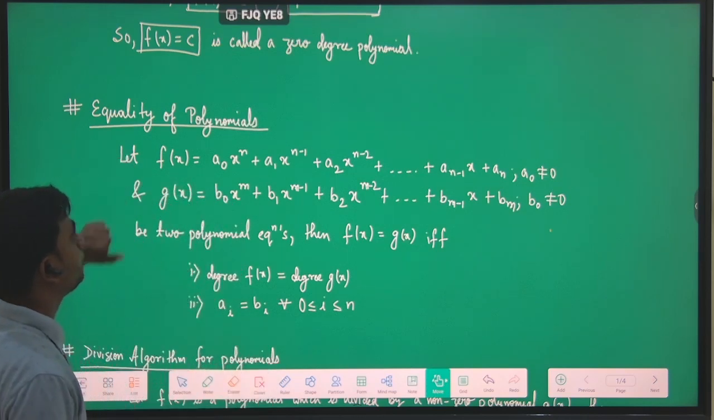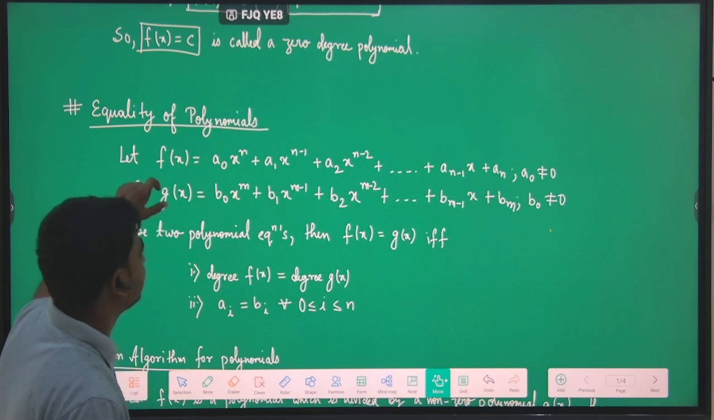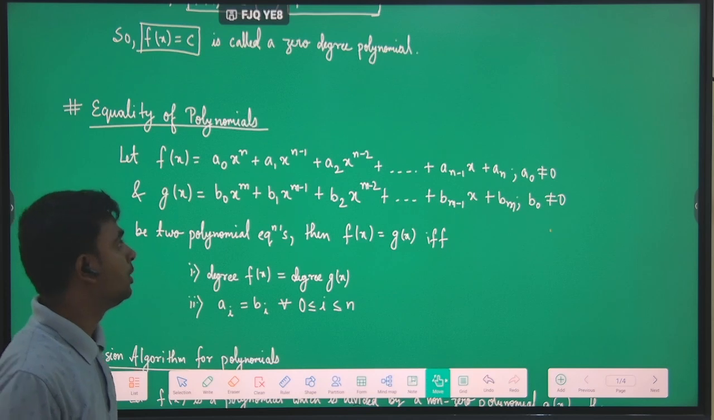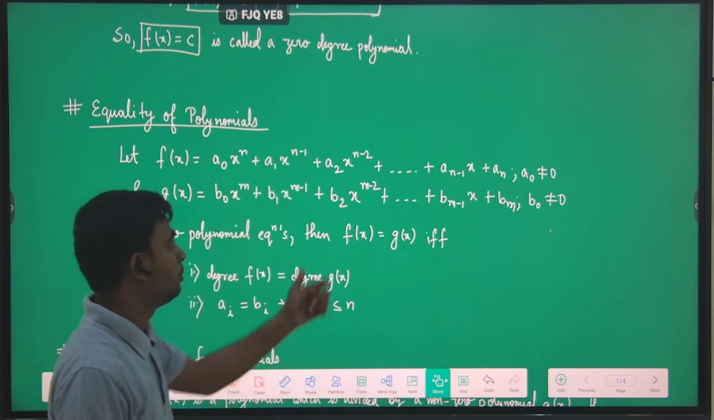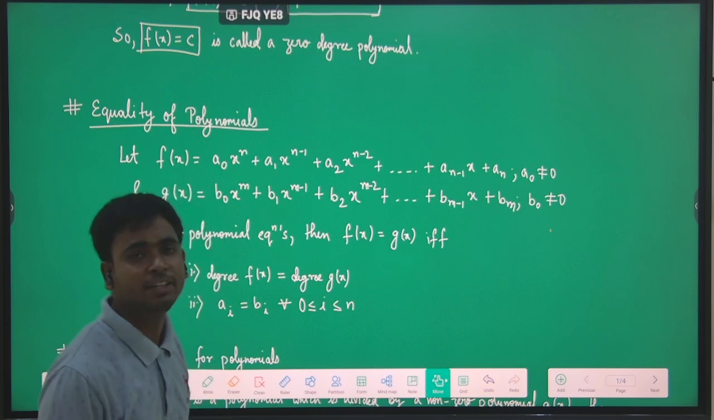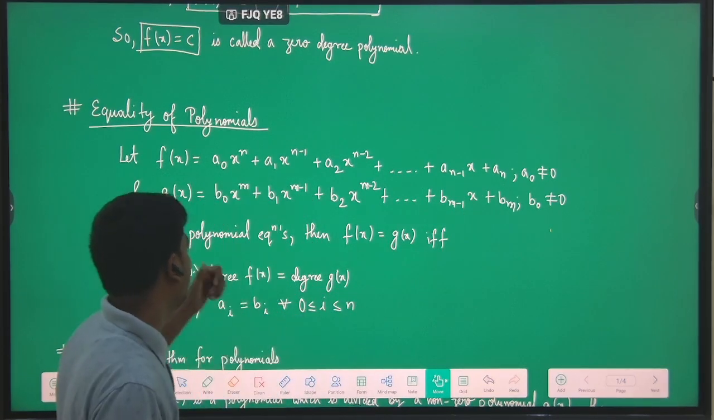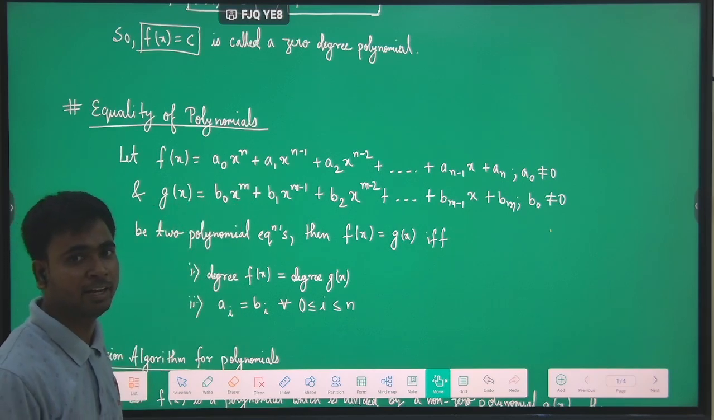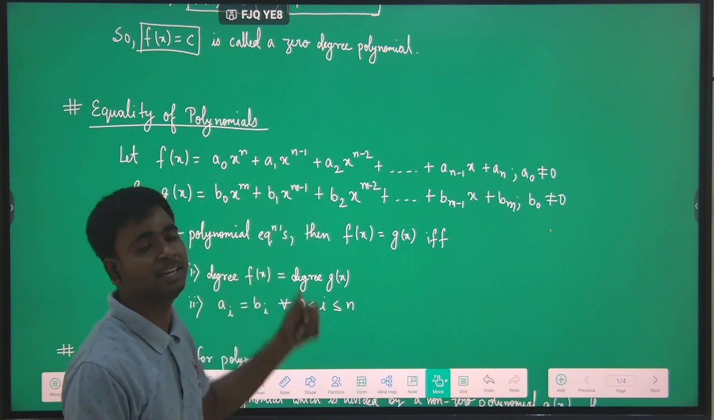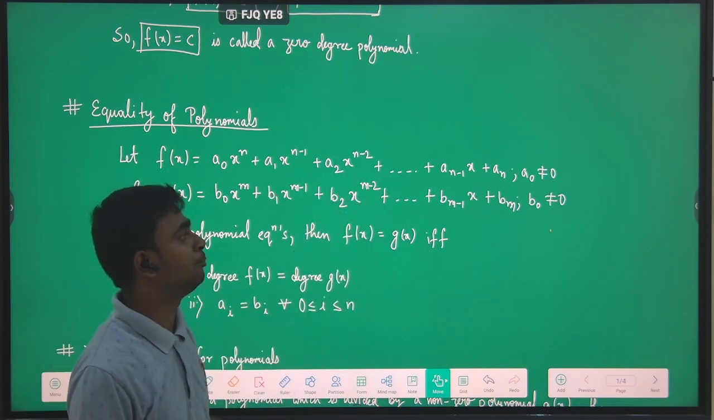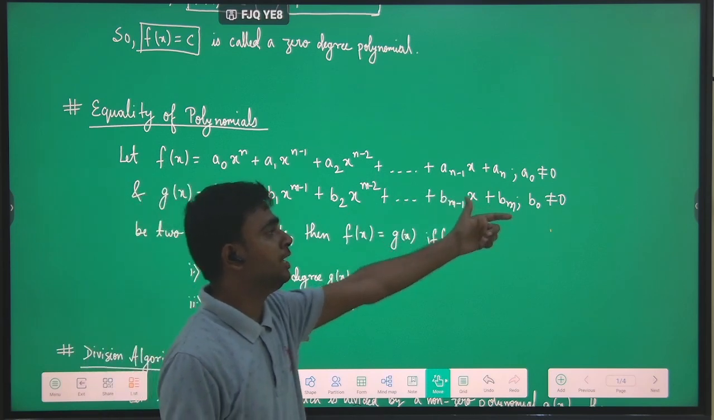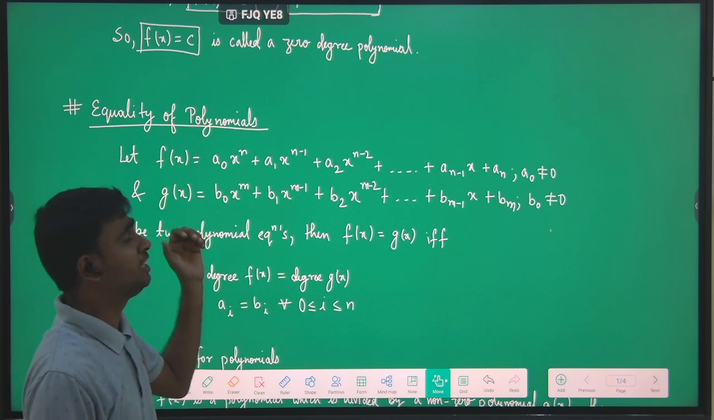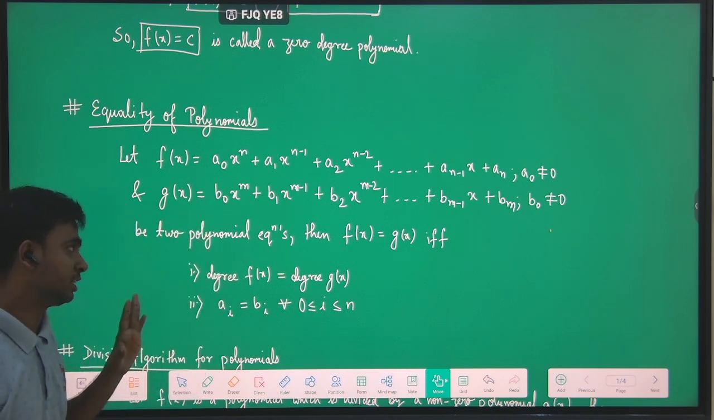So let us suppose that our f(x) is of the type a naught x to the power n plus a1 x to the power n minus 1 plus a2 x to the power n minus 2 continued up to an. And our other polynomial, g(x), is of the type b naught x to the power m plus b1 x to the power m minus 1 plus b2 x to the power m minus 2 continued up to bm. So these are two polynomials.